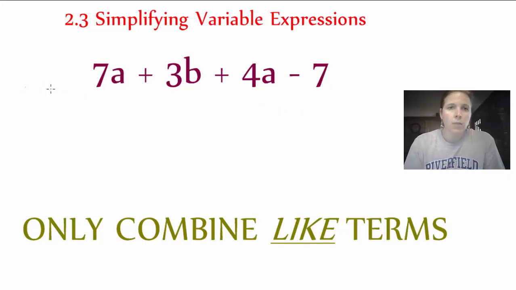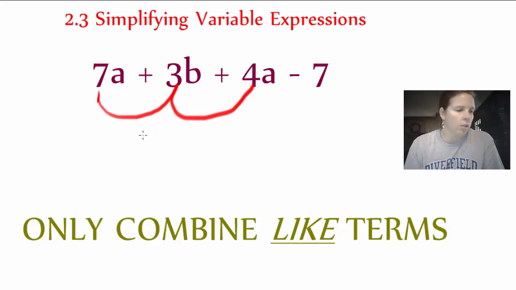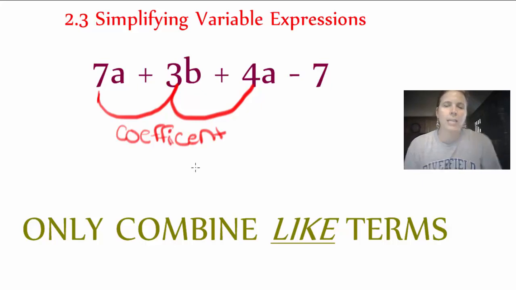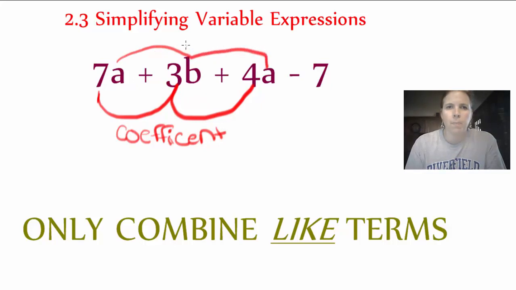The numbers that are in front of the variables, these three right here, are called coefficients. Coefficient. Okay, the numbers in front of the variables are called coefficients. We know these already are called variables.